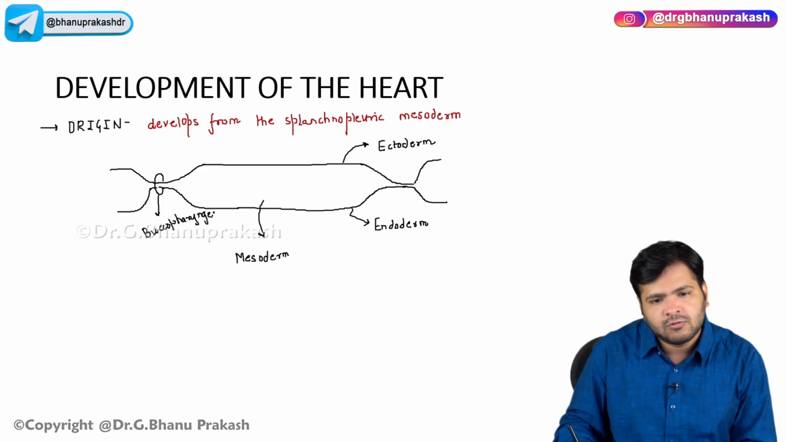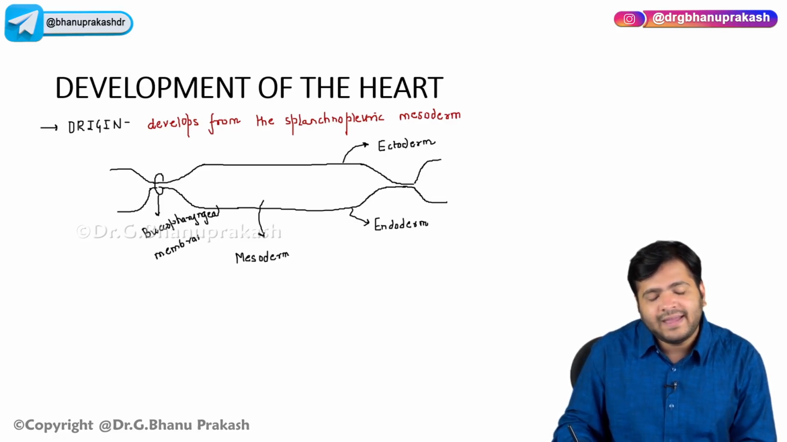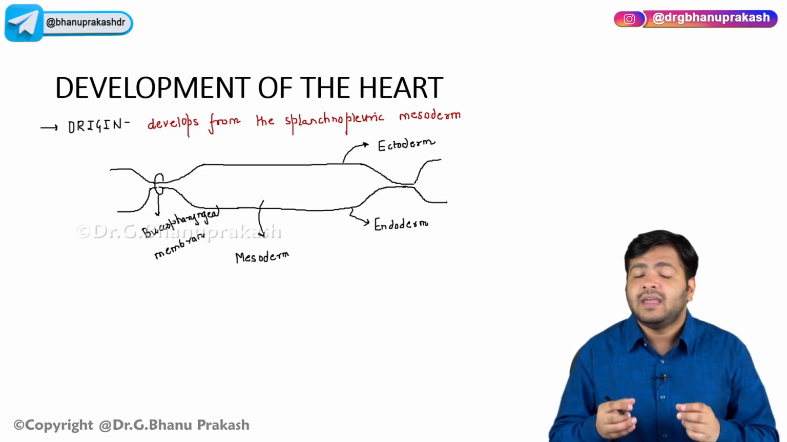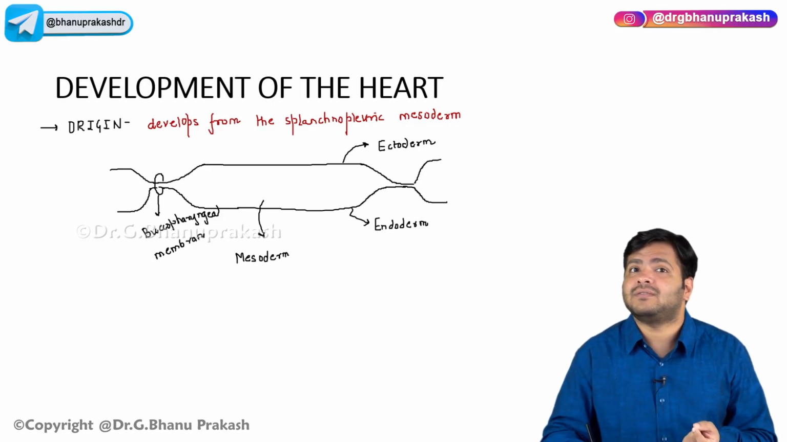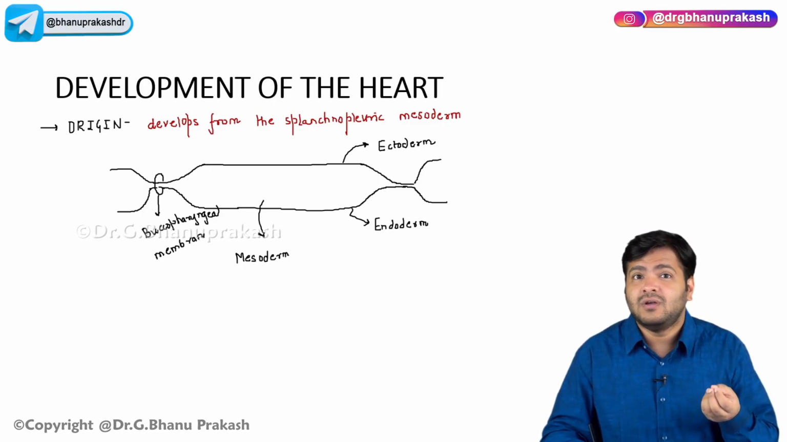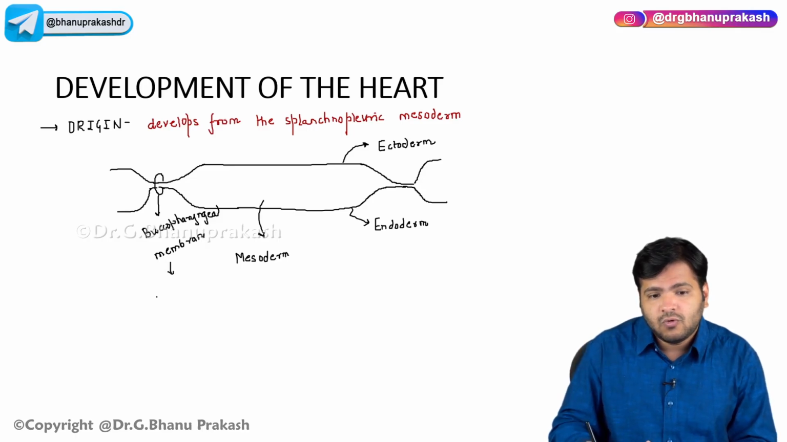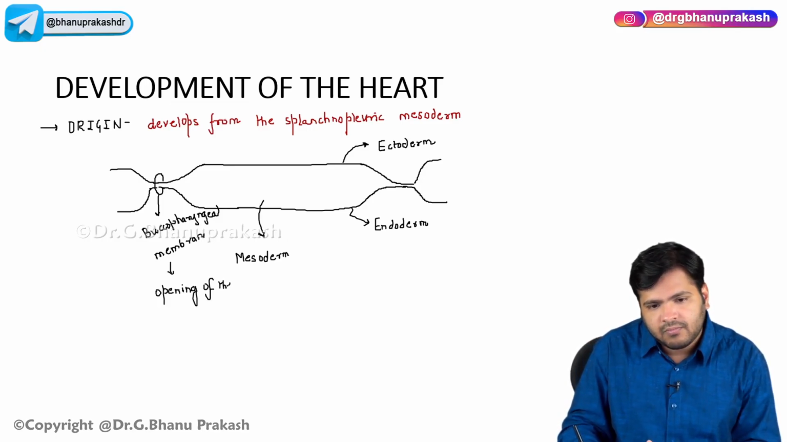Buccopharyngeal membrane. You already know why the mesoderm is absent over here, because this membrane has to rupture. It will lead to the opening of the mouth, and that's why the mesoderm is absent over here. If mesoderm is absent, the rupture would not be that easy. So this will further lead to the opening of the mouth.